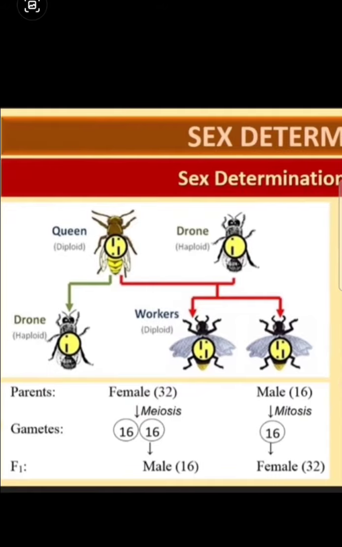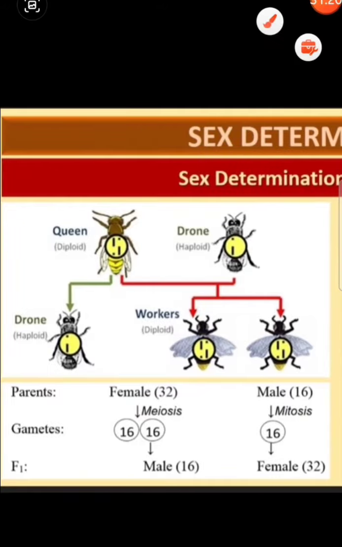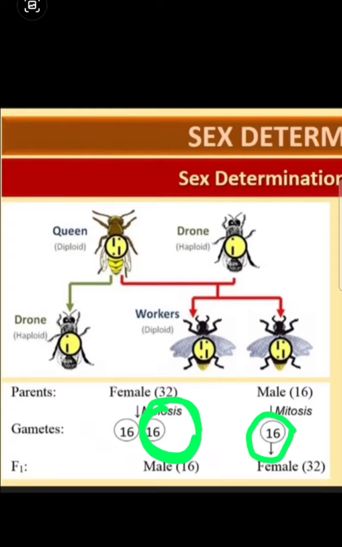So again, the female, as I said, is producing gametes with 16 chromosomes. The male is producing gametes with 16 chromosomes by mitosis. If these two fuse, when fertilization occurs, then the female will have 32 chromosomes.